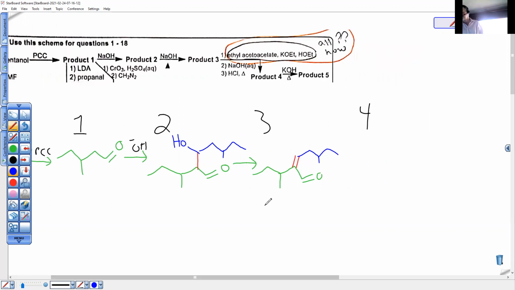There's molecule 3. It's an alpha beta unsaturated aldehyde or ketone, in this case, aldehyde. Those are perfect electrophiles for what's called a 1,4 addition. Why am I thinking about a 1,4 addition? Well, I looked at the reagents that the student had circled, and I saw ethyl acetoacetate. We must know that that molecule has an ethyl attached to an ester, attached to an acetic acid.